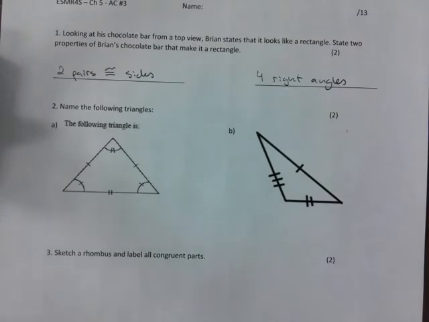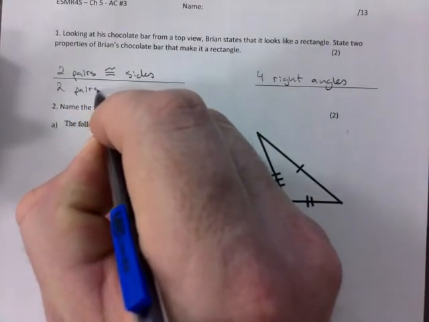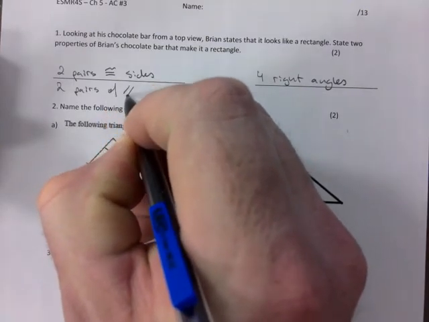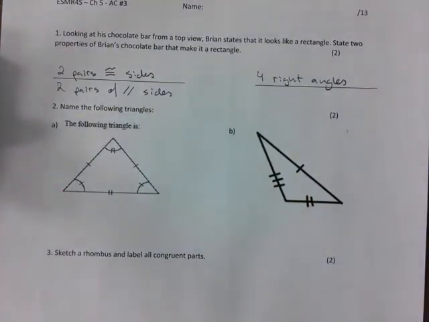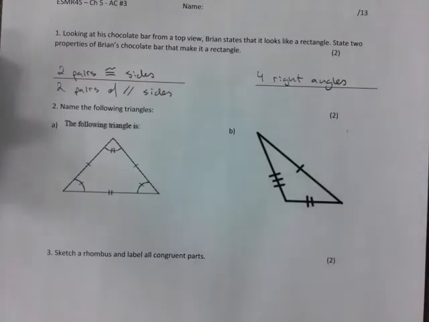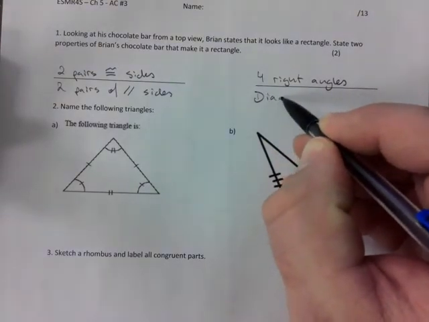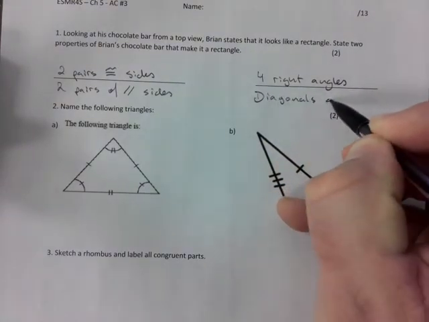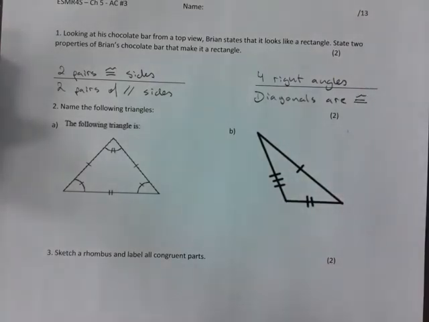You can say it has two pairs of parallel sides. This is how you say parallel, if you want to write it that way. On page 190, I actually gave it to you that way. Two pairs of parallel sides. Diagonals are congruent. You could have said that. Diagonals bisect each other.